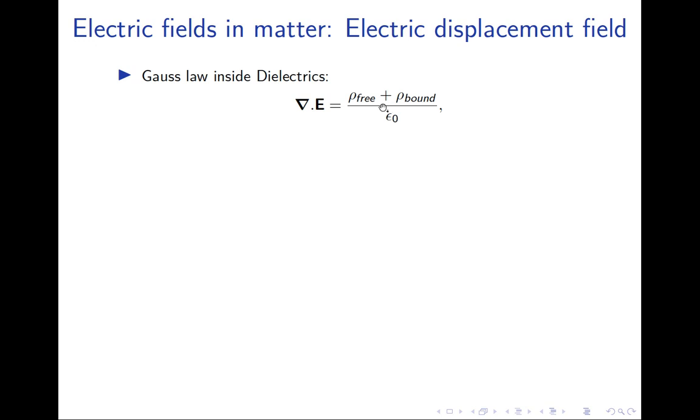This, of course, happens on its own. We don't have to push this charge in. We just subject it to an electric field, and automatically it gets polarized and develops this bound charge. So divergence of E is equal to this sum.